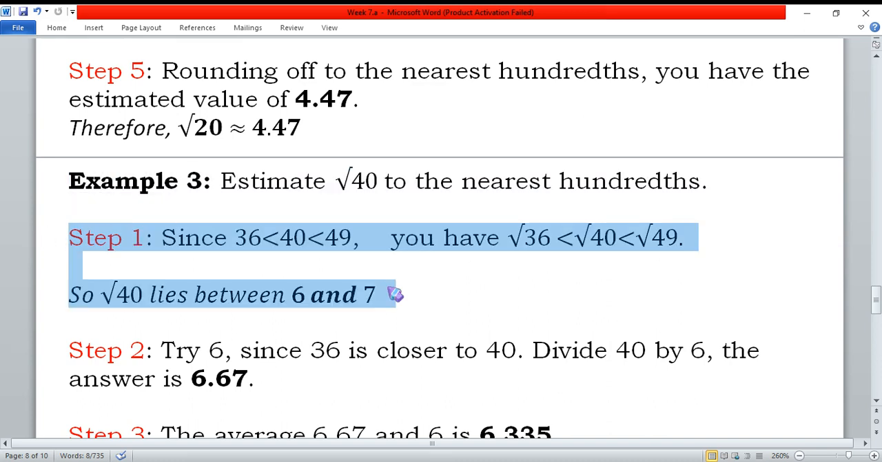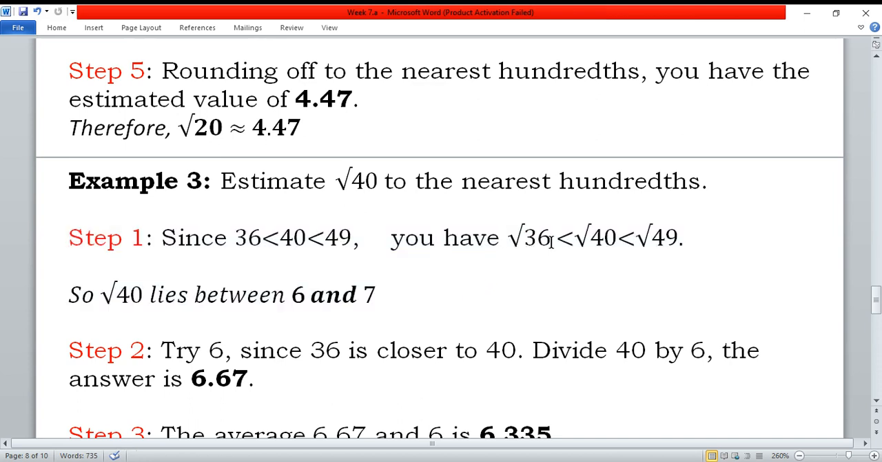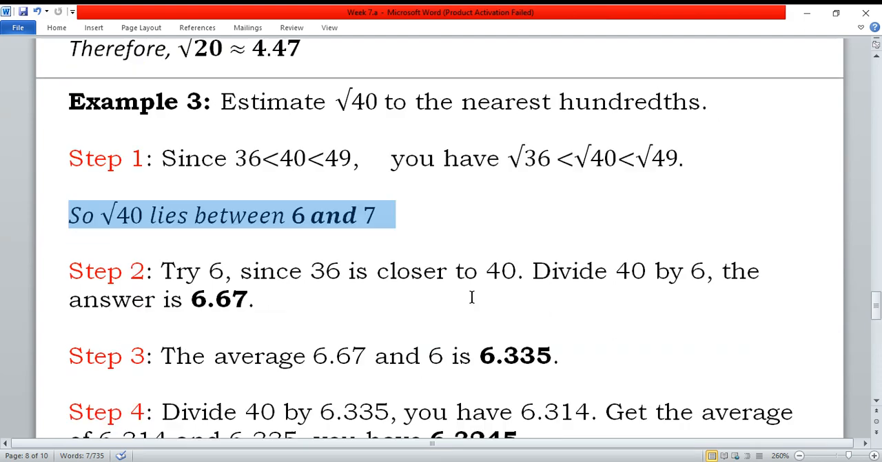So, step 1, kukunin natin ang kanilang square roots that are rational, yung nasa kaliwa tsaka yung nasa kanan, or ito yung perfect square na tinatawag natin. So, that's square root of 36 and square root of 49. Because square root of 36 is lesser than square root of 40, but square root of 40 is lesser than square root of 49. And thus, square root of 40 lies between 6 and 7. Nasa pagitan siya ng 6 and 7.